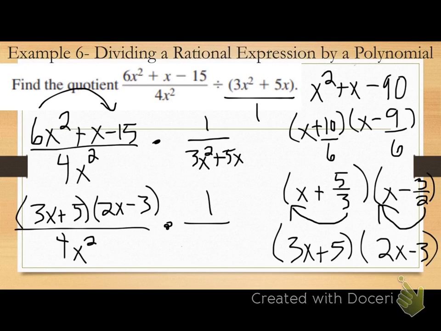I just have 1 in the numerator of my second fraction. Do I have a GCF of that denominator? What is it? X. X times what would give me 3x squared? 3x. X times what would give me 5x? 5. So now everything is completely factored. Questions on any of it?